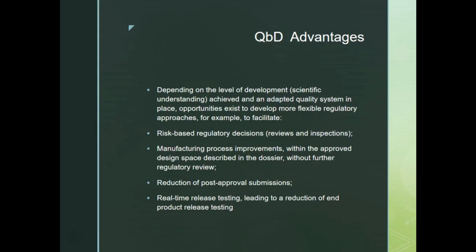So some QbD advantages include the following. Depending on the level of development achieved and an adapted quality system in place, opportunities exist to develop more flexible regulatory approaches, for example, to facilitate risk-based regulatory decisions around reviews and inspections. Manufacturing process improvements within the approved design space described in the dossier without further regulatory review, reduction of post-approval submissions, and real-time release testing, leading to a reduction of end product release testing.